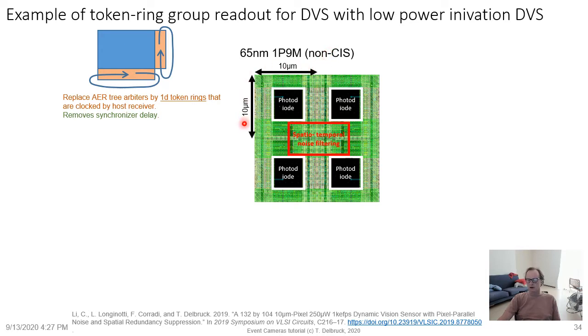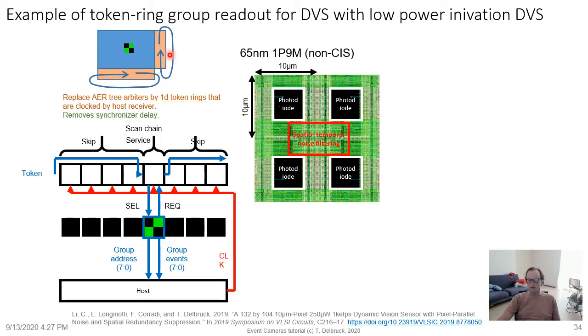They're 10 by 10 micron. They have a photodiode here. They have the circuits around in these 9 metal layers. You can see the dense layout here. And this chip has a special feature of spatio-temporal noise filtering. Like the Samsung DVS, there's some built-in noise filtering, which I won't talk about here. But the effect of these groups of 4 pixels, as you see in here, is actually used in this token ring group readout, as shown here.